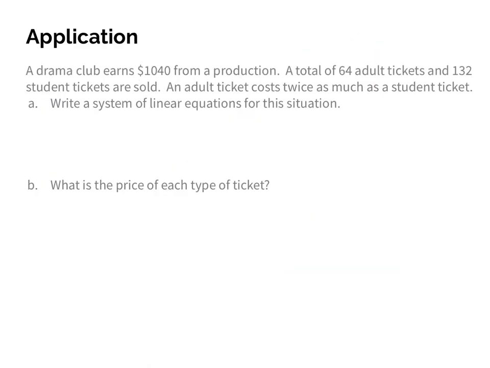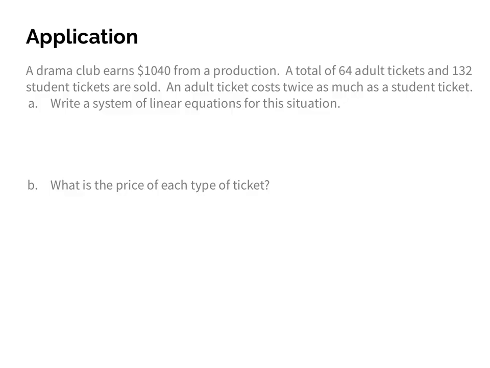Now, our last example we're going to go through here is just a little bit of a modeling problem. Again, writing equations and solving these things based on a word problem. So it says here we have a drama club that earns $1,040 from a production. A total of 64 adult tickets and 132 student tickets were sold. It says here the adult tickets cost twice as much as a student ticket. So we're going to write a system of equations first and then try and solve for the price.